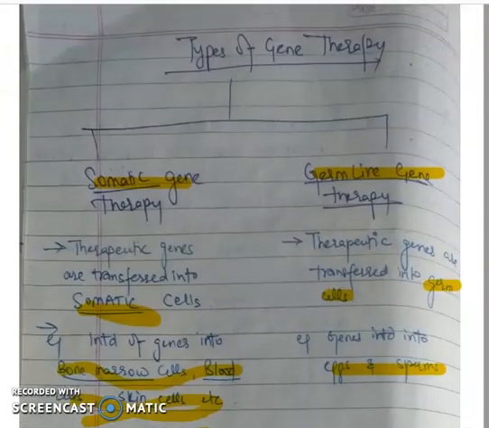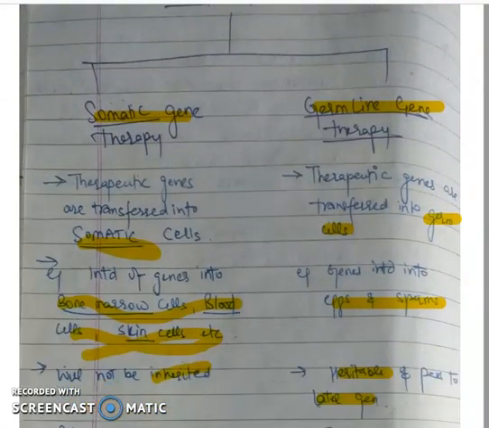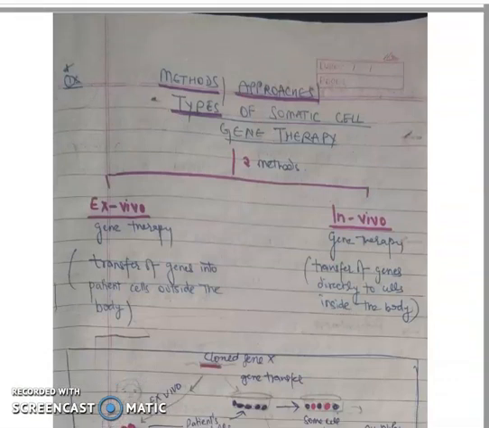Now, after these 2 types of gene therapy, somatic and germline, somatic gene therapy is further divided into 2 types, or we can say there are 2 methods or 2 approaches of somatic gene therapy: ex vivo and in vivo. As the name indicates, ex vivo gene therapy involves the transfer of gene into the patient's cells outside the body, and in vivo gene therapy, the genes are directly injected into the patient's body.